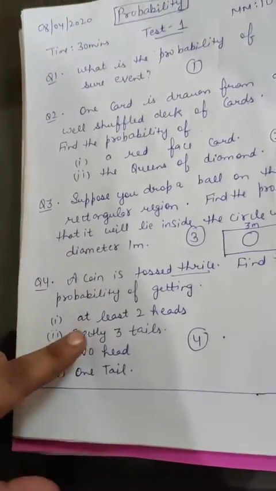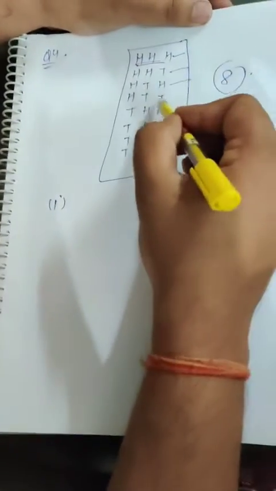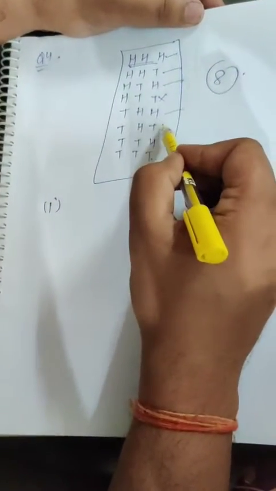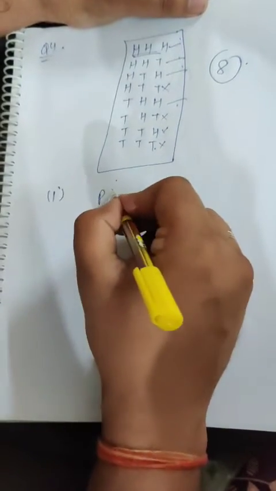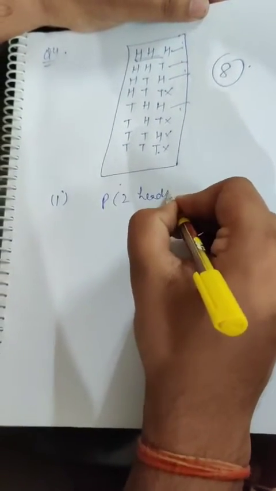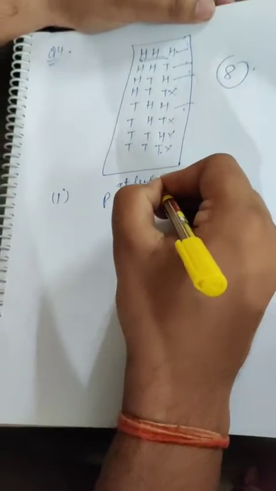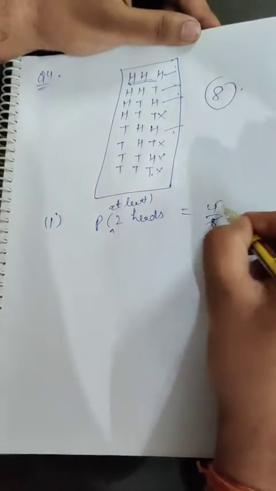And the question has 4 parts. At least 2 heads will come, first part. At least 2 heads, कम से कम 2 हेड होने चाहिए हमारे, either 2 or more than 2. So here 3 heads, 2 heads, 2 heads, 1 head only, 2 heads, 1 head and no heads. So 1, 2, 3, 4. So the probability of at least 2 heads will be 4 by 8. That is 1 by 2.